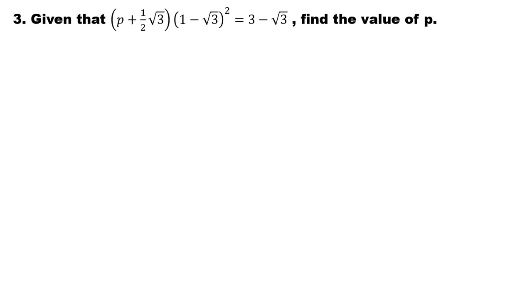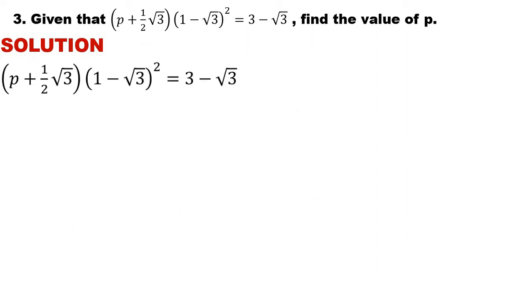So this is what we have in our question number 3. In the first bracket we have p plus 1 over 2 root 3. In the second bracket we have (1 minus root 3) all squared. If I take the product, it is equal to 3 minus root 3. So we have to find p, which is a constant, and this is the solution. This is what is given.